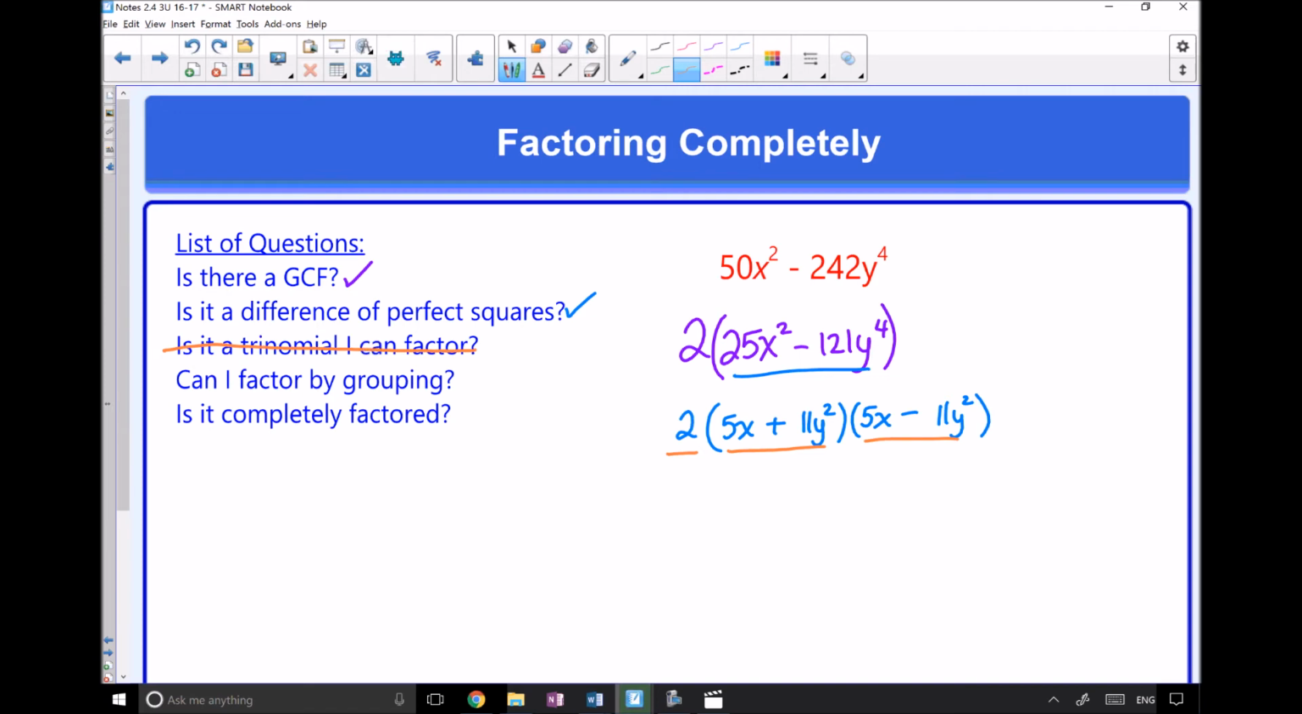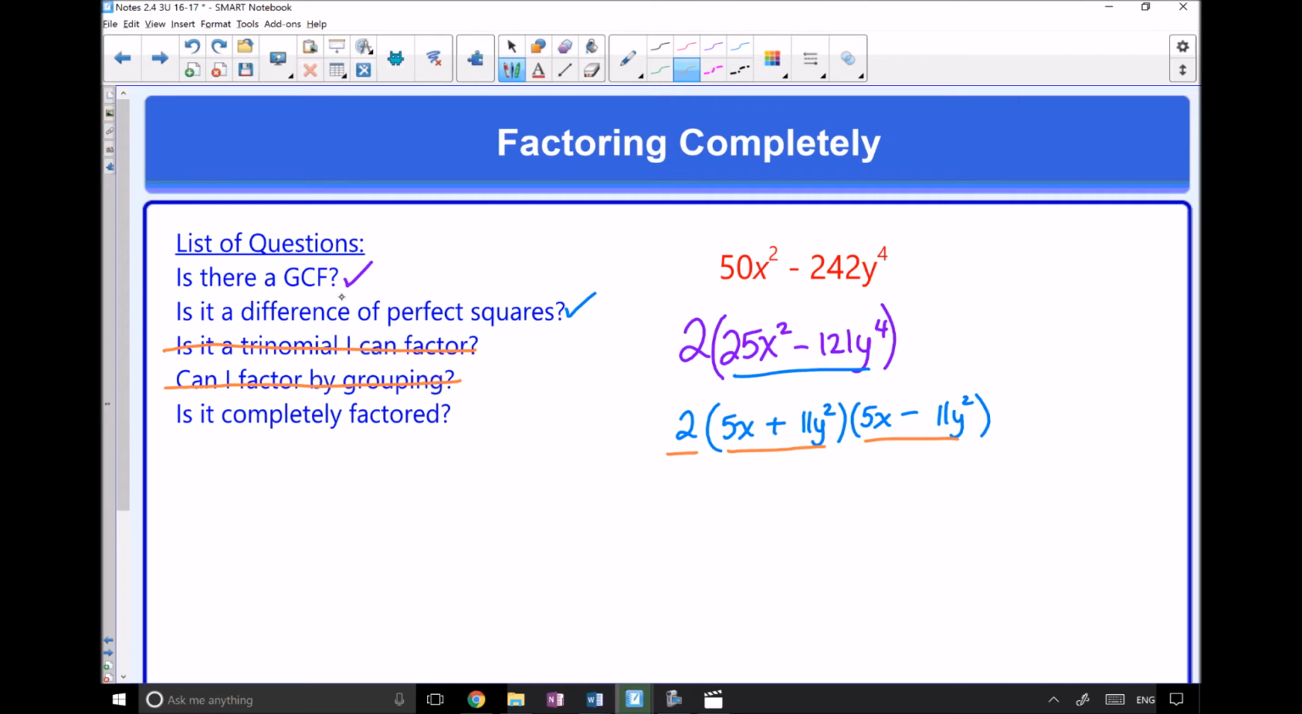Then I'm going to see, can I factor by grouping? Same thing, looking at each term separately, they don't look like they're going to be factoring by grouping, so that's not going to work at all either, okay? And then I'm going to ask myself, is it completely factored? So can I factor this 2 anymore? No. Can I factor this 5x plus 11y squared anymore?